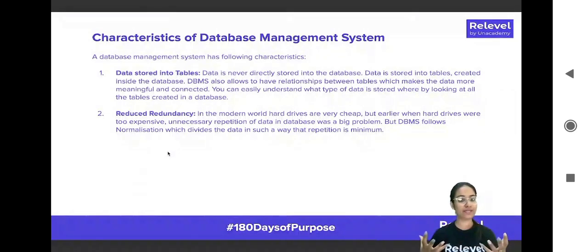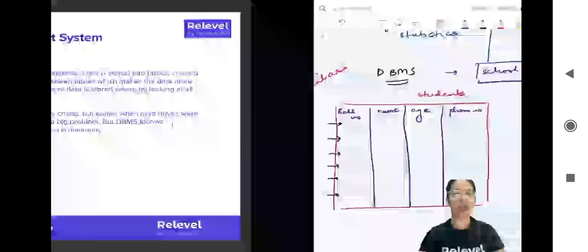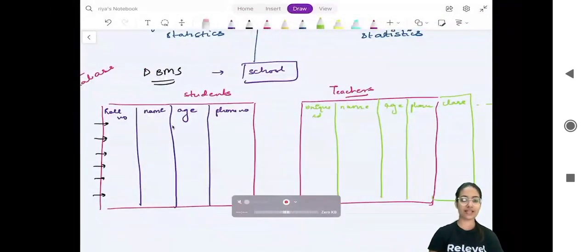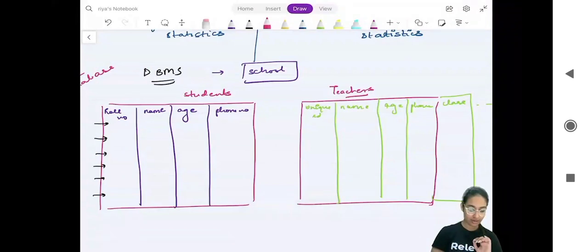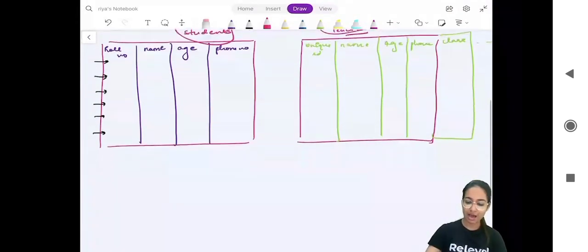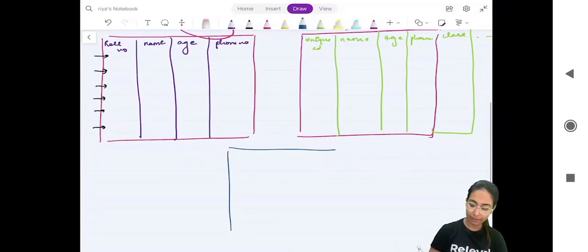Now, database management systems also allow you to have relationships between tables, which make the data more meaningful and connected. You can easily understand what type of data is stored by looking at all the tables created in the database. The moment I say that I am storing students, student is a table, teacher is a table. Let's say I also have a table for subject.